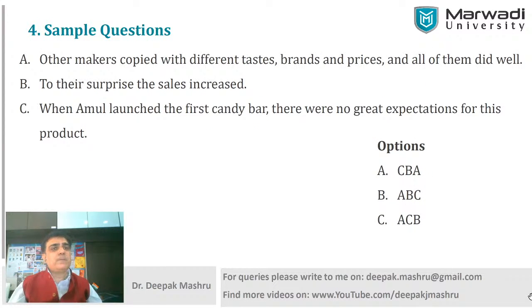Now another one. This is something, one Amul company which is very famous in India, right? They've launched one candy, right? And they talk about this. So tell me, out of these three, it's a very easy one. It's easy because there are only three sentences. There will be fewer combinations to think of.